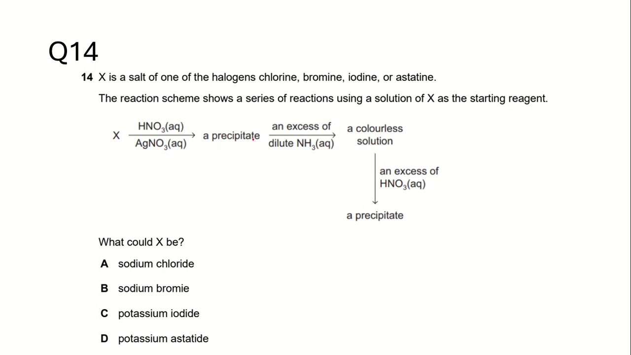Okay. Ammonia is added to the precipitate, and it forms a colorless solution. So that means this precipitate is soluble in ammonia. So this precipitate is AgCl, because AgBr, AgI, and Ag acetate will not dissolve in ammonia. Only AgCl will form a colorless solution with ammonia. So X is a chloride.